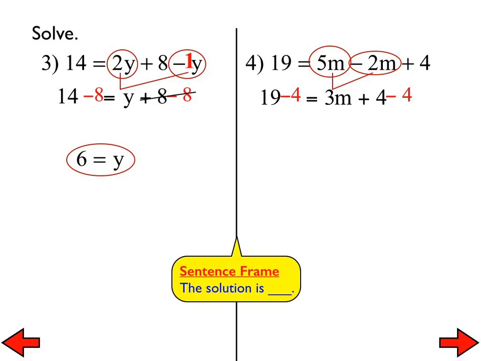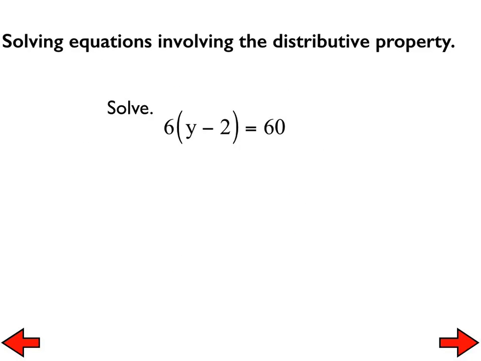From there, subtract 4 from both sides. That is the subtraction property of equality. Divide both sides by 3. That is the division property of equality. And the solution is m equals 5. Okay, so that's combining like terms. Now, the distributive property. So I think we now go to the back side of your notes.